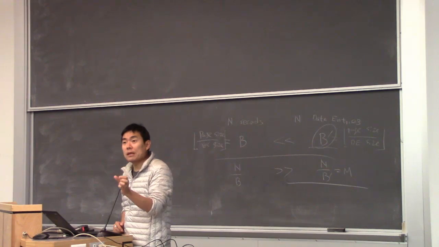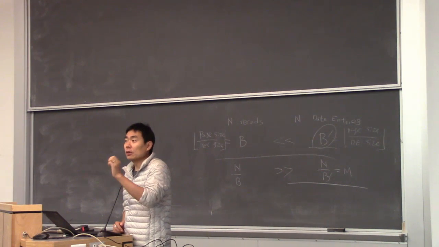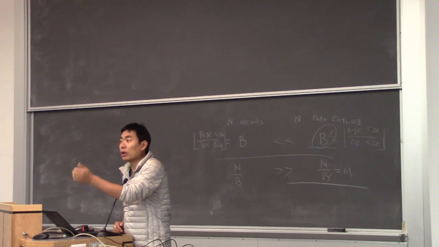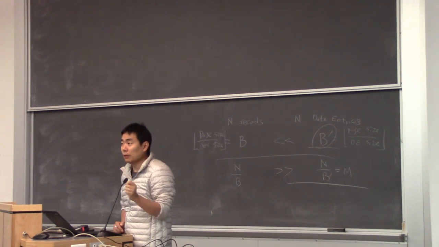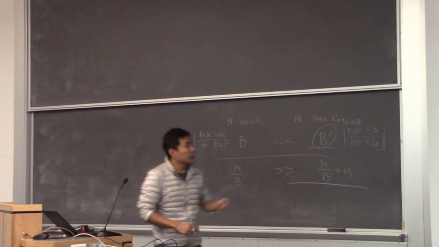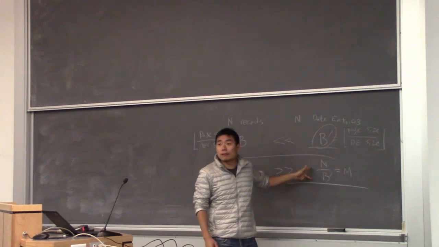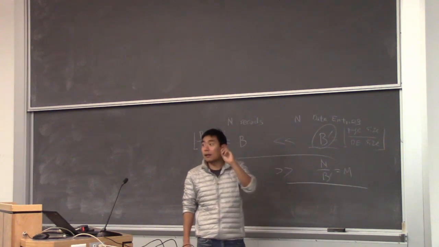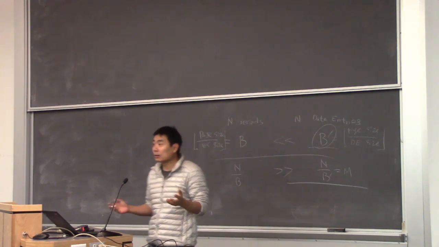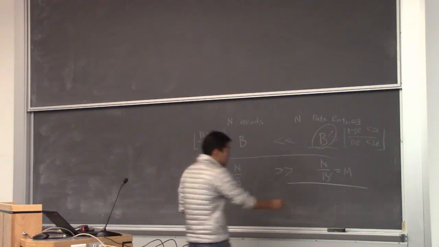Does that make sense? Every B prime number of leaf level pages, you actually skip producing an index entry for it because of that leftmost pointer effect. But roughly, with n over B prime number of leaf level pages, you will have roughly n over B prime number of index entries. Okay? Roughly.